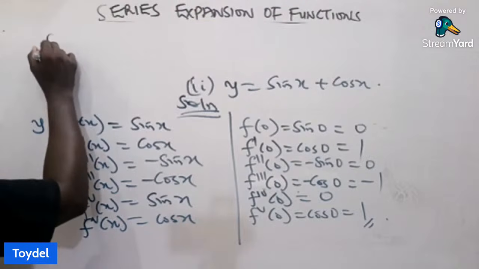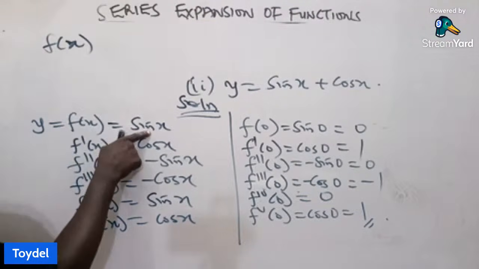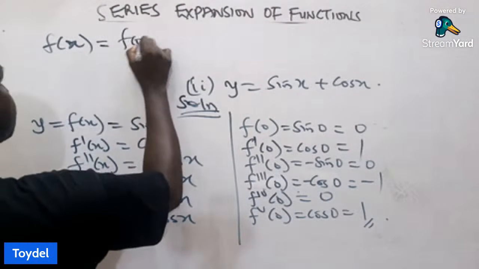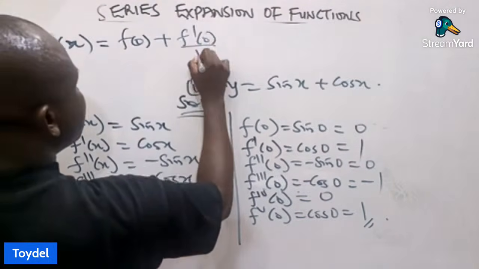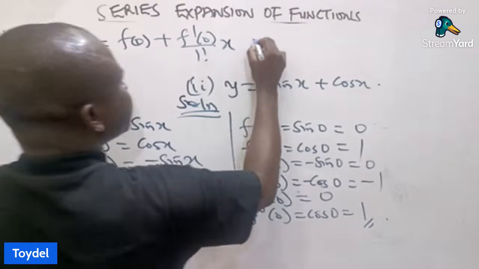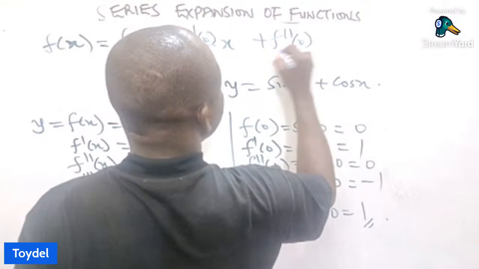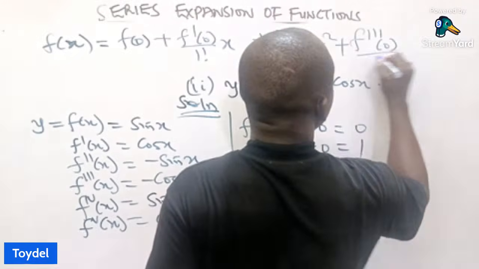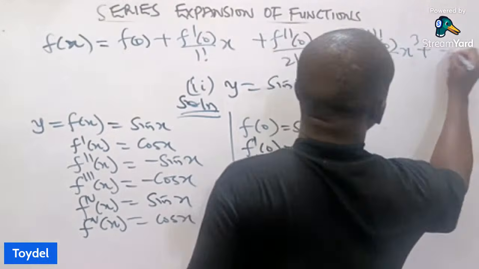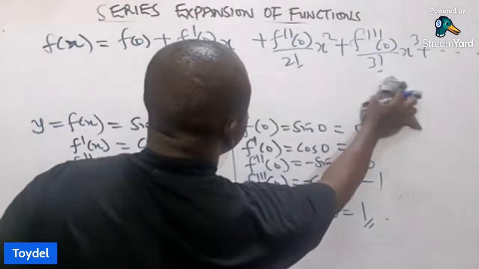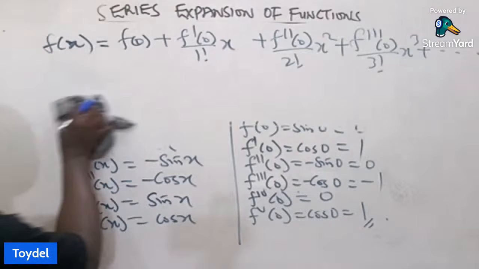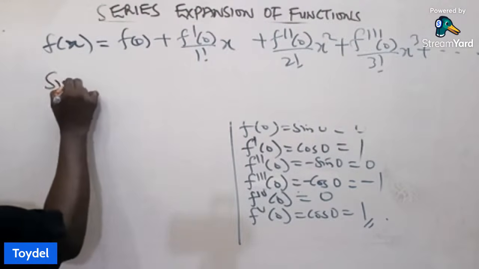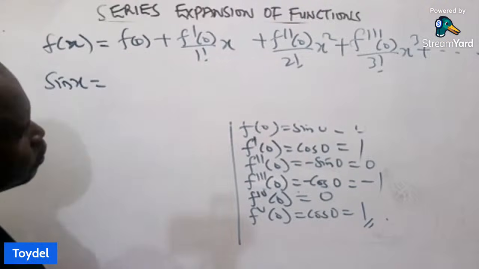So under the Maclaurin series, f of x, which is given as sine x, will be equal to f of 0 plus f prime of 0 over 1 factorial x plus f prime prime of 0 over 2 factorial x squared plus f prime prime prime of 0 over 3 factorial x cubed plus, in that order. So when we now have f of x to be equal to sine x, that is this question. What is f of 0? Our f of 0 is 0.